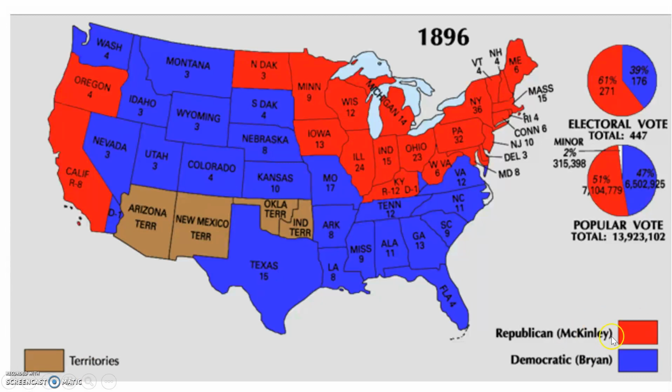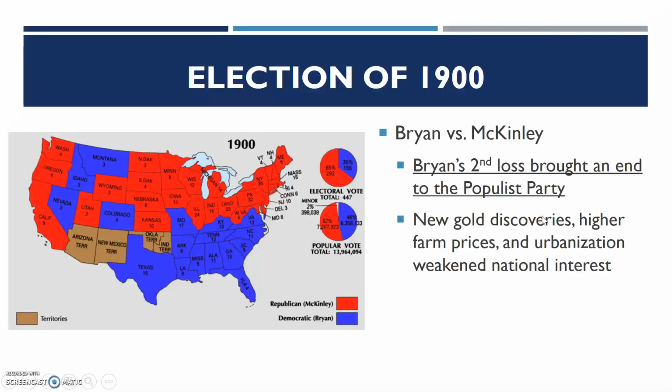So the red represents McKinley, the Republican, and the blue represents Bryan. And you notice there's no third party in this one because the Populist Party backed the Democrat. So McKinley won 51% of the popular vote, and 47% went to the Democratic nominee. So just a very slight margin in this election.